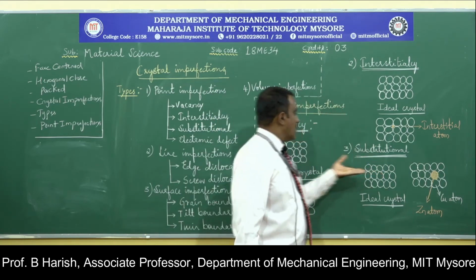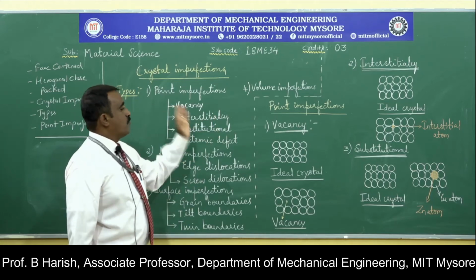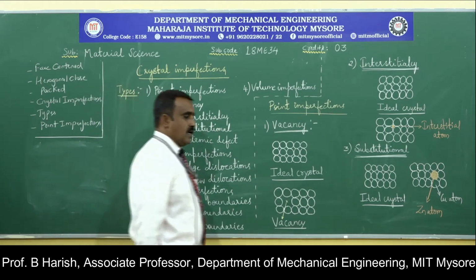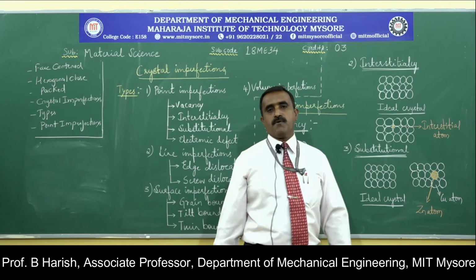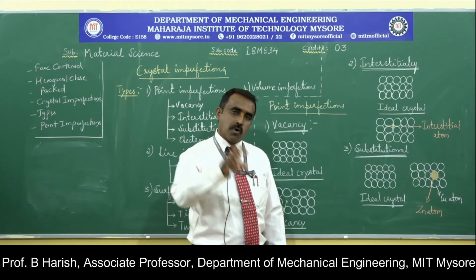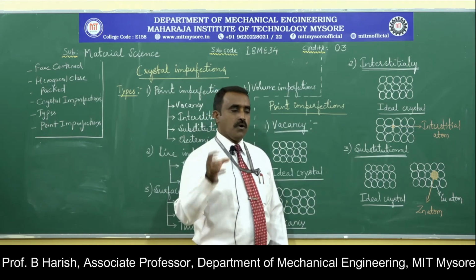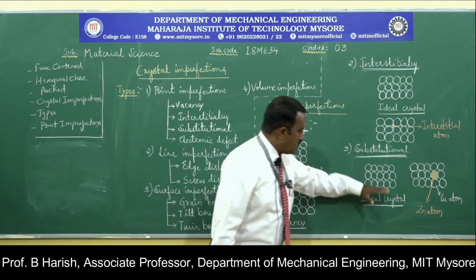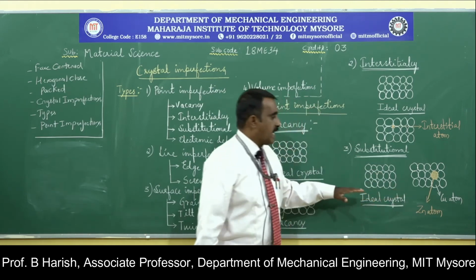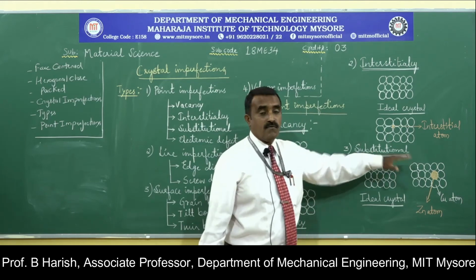Then move to the third one. The third one is the substitutional type of point imperfection. Substitution type of imperfection is one where one atom gets substituted for the original atom. Here once again you can see two figures. This is for the ideal crystal, and this is for the substitution type of defect.